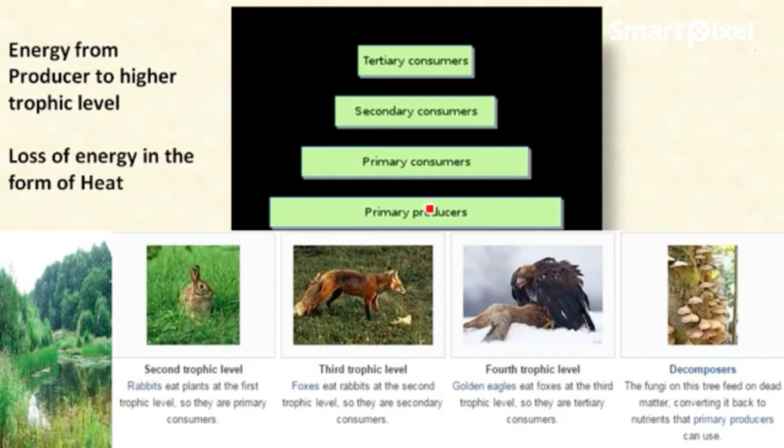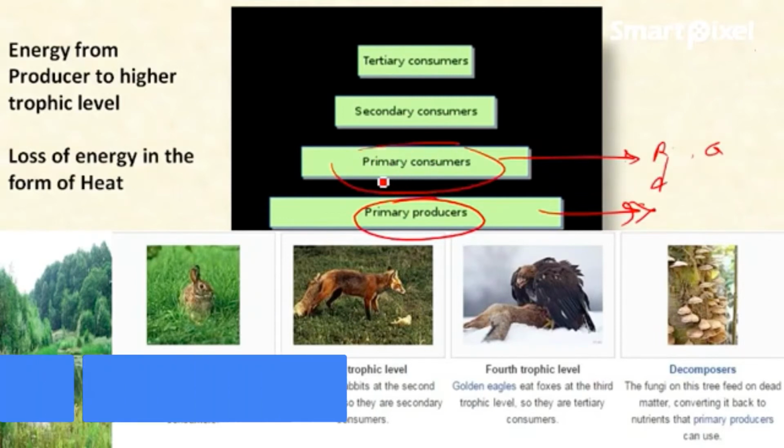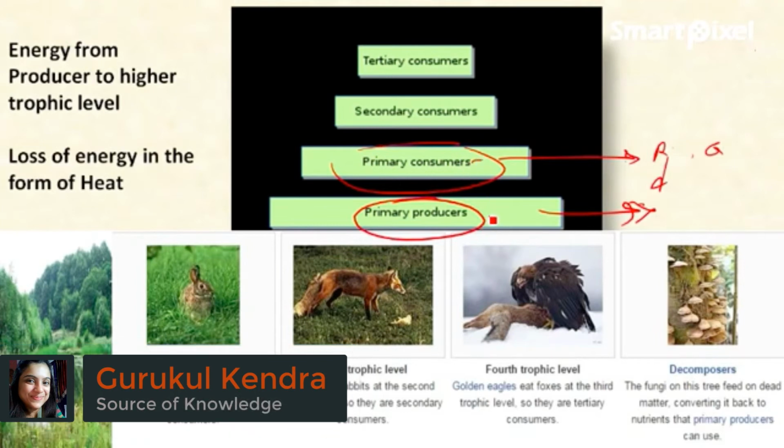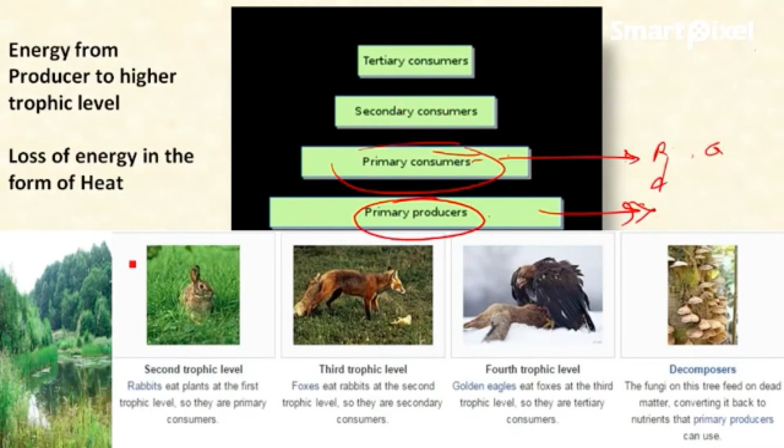So this is the trophic level. The primary producers are one trophic level. The primary consumers here include maybe rabbit or grasshopper, which feed on the plants. These all belong to one particular trophic level, and each level in a food chain is called a trophic level. So this is the food chain. That's what I wanted to explain.